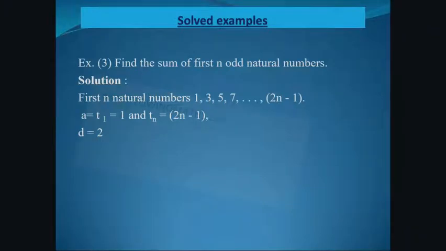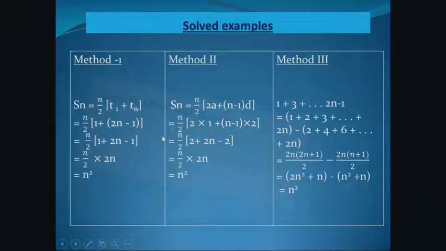Example 3. Find the sum of the first n odd natural numbers. Solution. The first n odd numbers are 1, 3, 5, 7, and so on till 2n minus 1. So the first term T1 is equal to 1, the last term is 2n minus 1, and d will be 2.